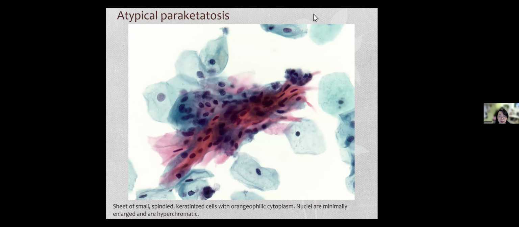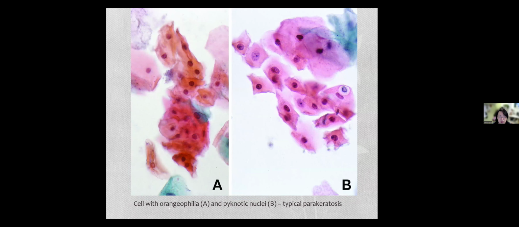You can see the nuclei are kind of enlarged, which is different from normal parakeratosis. So you have atypical nuclei. And this is the typical parakeratosis in contrast with atypical parakeratosis.